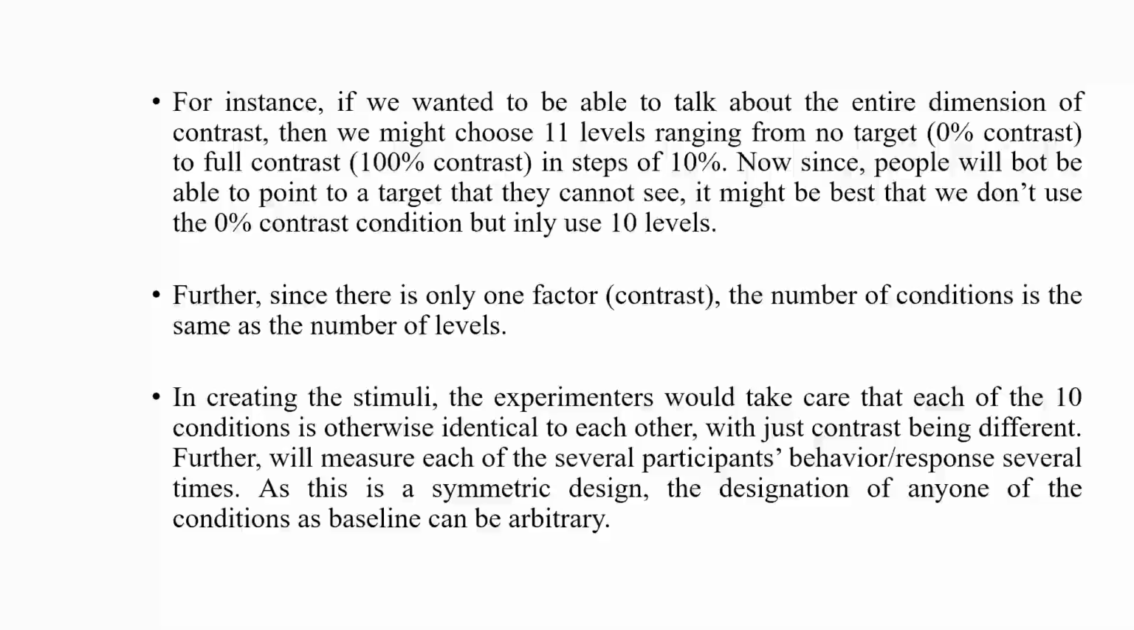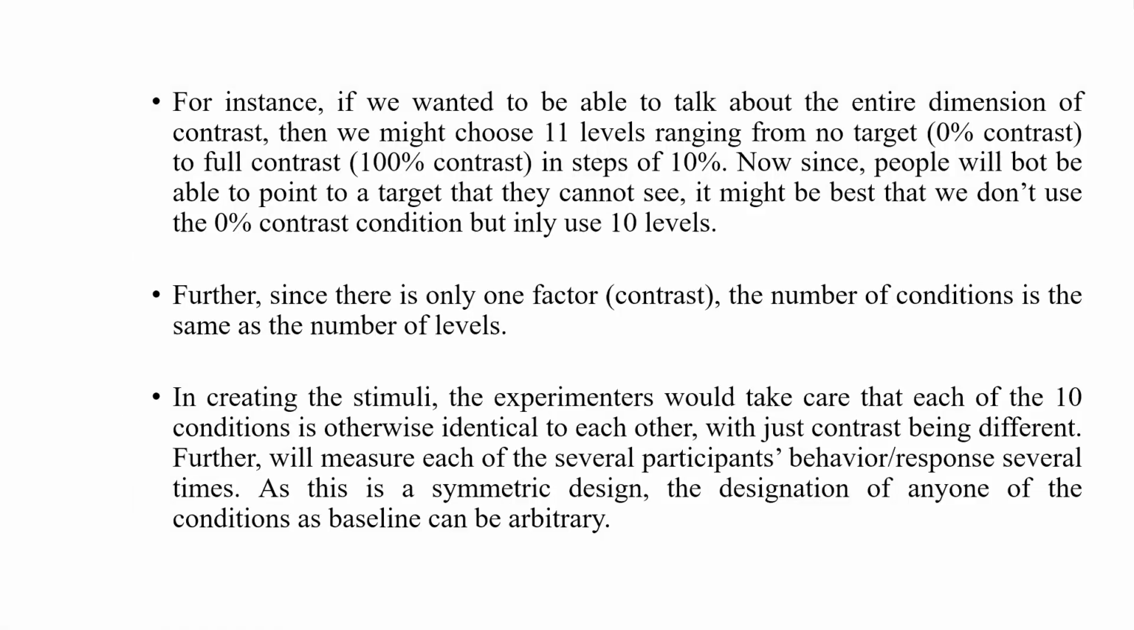Now, since there is only one factor here, we are just varying contrast, everything else is being kept identical, the number of conditions is exactly the same as the number of levels, because of one factor only. If there were two factors and so on, we would multiply, but at the moment we have only one factor, so it multiplies by 1 and stays exactly the same. Now, when you are creating the stimuli, the experimenter will need to take care that each of the 10 conditions is otherwise identical to each other. There should be no difference in these 10 conditions other than the fact that the contrast is different, nothing at all.